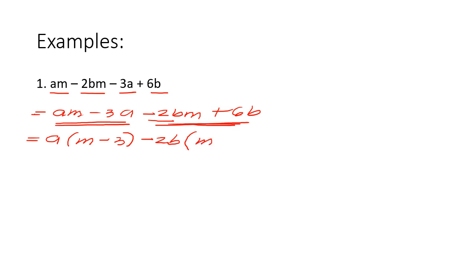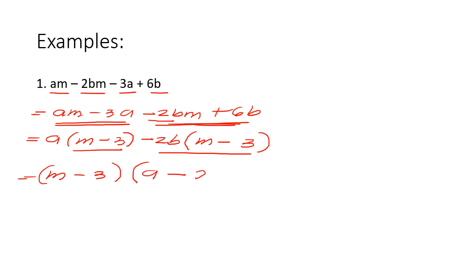And then, because I factored the negative symbol, I need to change the sign here. So I have negative or minus, right? 6b divided by 2b is equal to 3, right? So I have 3 here. Now, I could factor out m minus 3 because each term has m minus 3 on it. So I could factor out m minus 3 quantity times the ones left, which are a minus 2b. Now, this is the final answer.